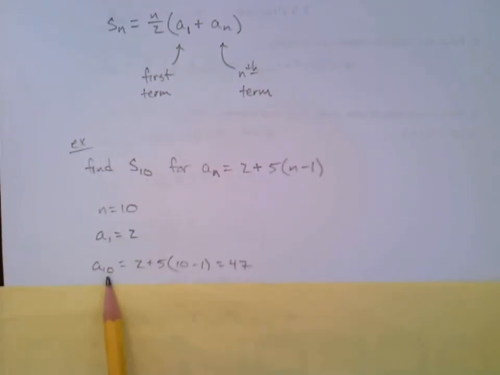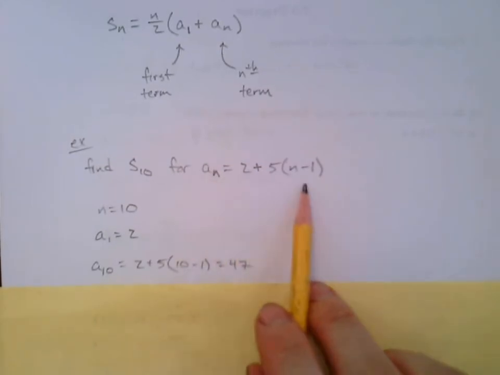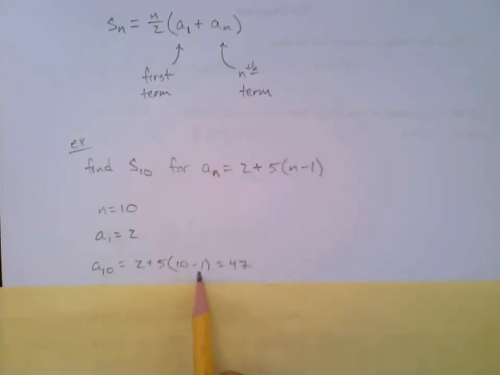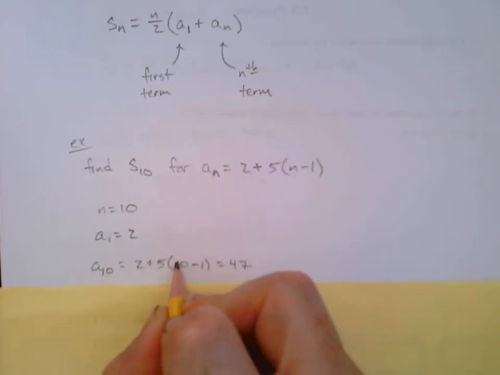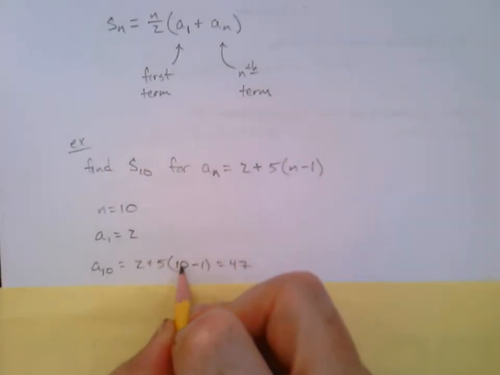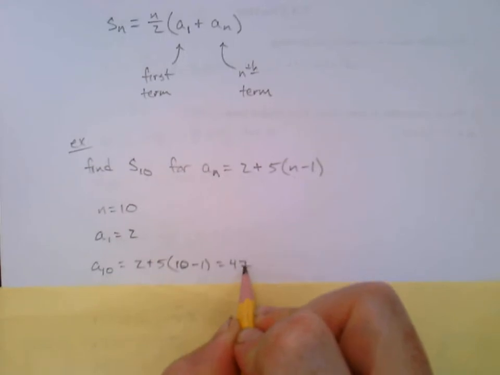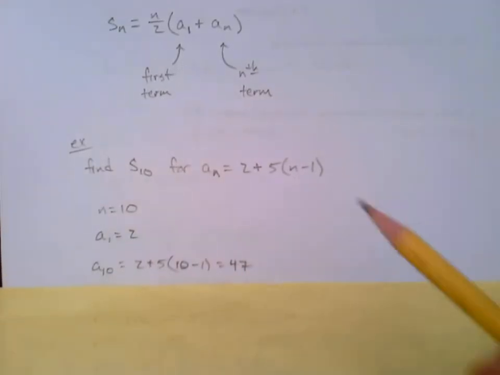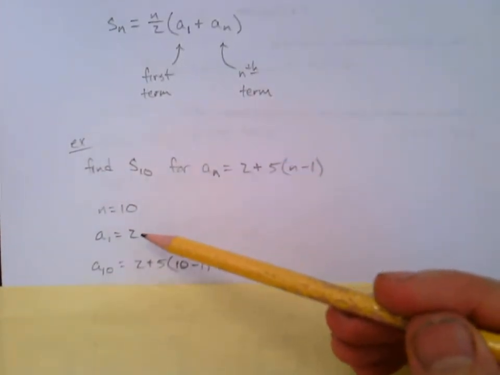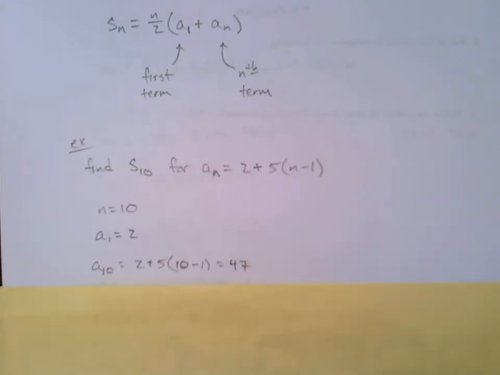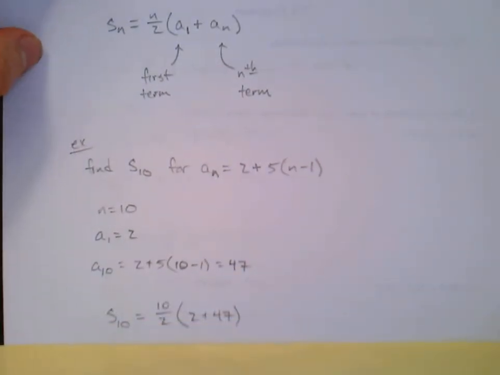Well, no problem. I'll take the 10 and I'll just plug it right in here and I'll find that 10th term. So if I plug it in, 2 plus 5 times 10 minus 1, that's 2 plus 5 times 9, ends up being 47. Okay, so I got how many terms there are, the first and the last. If I put all those into my formula, there it is.